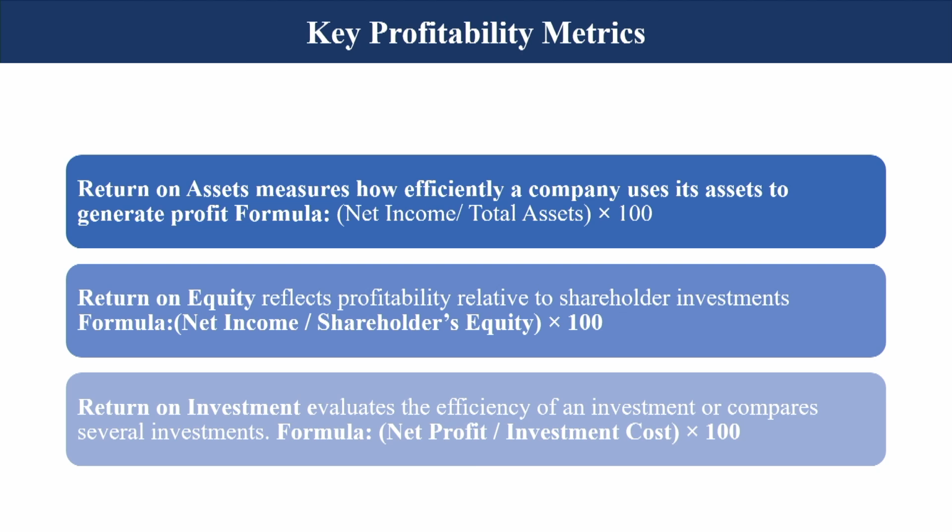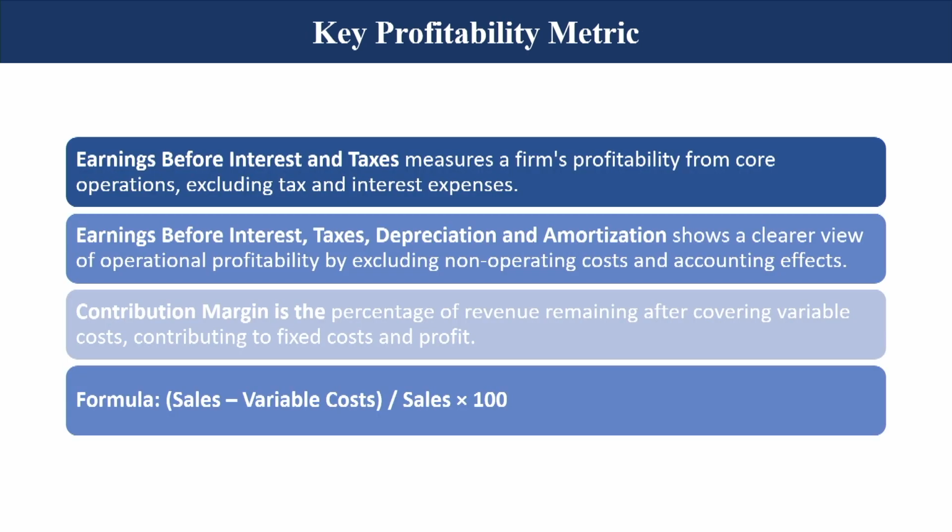Next, we will look into some advanced metrics. The first one is the EBIT, earnings before interest and taxes. EBIT measures core operational profitability ignoring the taxes and interest. It is great for comparing the companies across borders. The taxation rules are different across different countries.